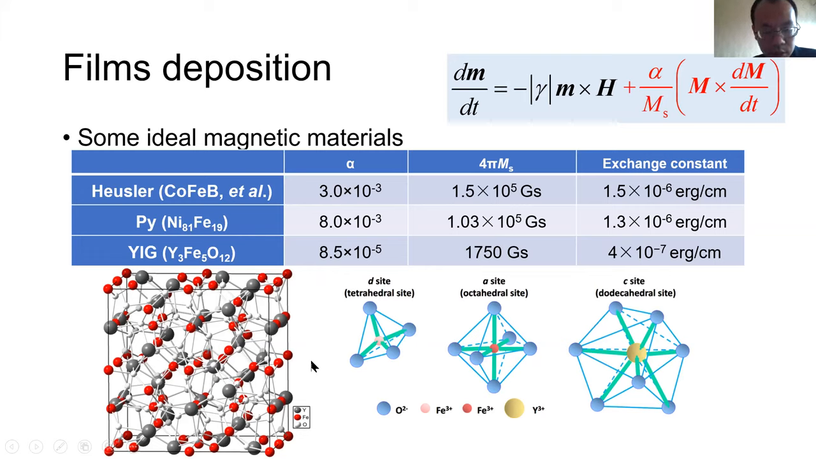So this is the crystalline structure of the YIG material. Another property is that the YIG material has a very low magnetic anisotropy. So the hysteresis loop is very narrow, and it changes rapidly around the zero field.